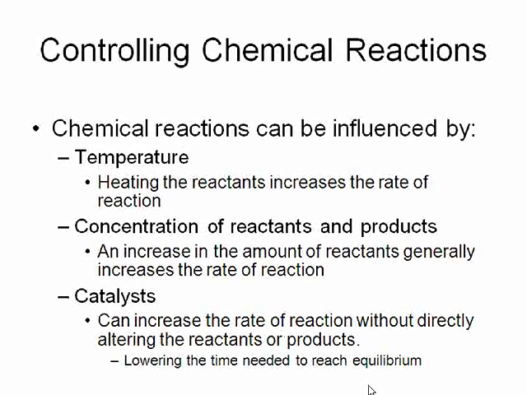Concentration of reactants and products. So this is defined as an increase in the amount of reactants, which generally increases the rate of reaction. An everyday example of this would be building a house. Okay? The reactants in building a house are wood, drywall, wiring, plumbing, nails, screws. Okay? Those are the reactants. The product is a house.